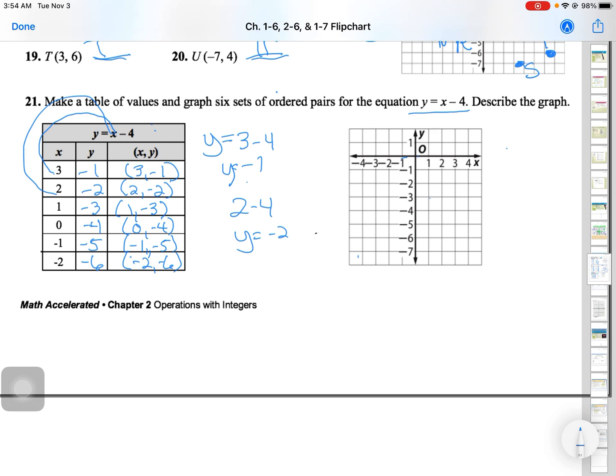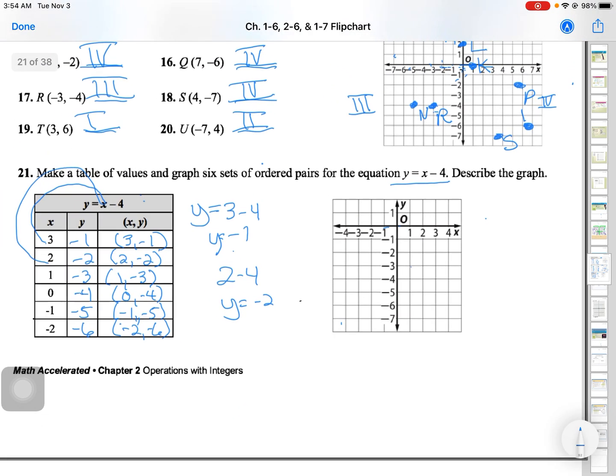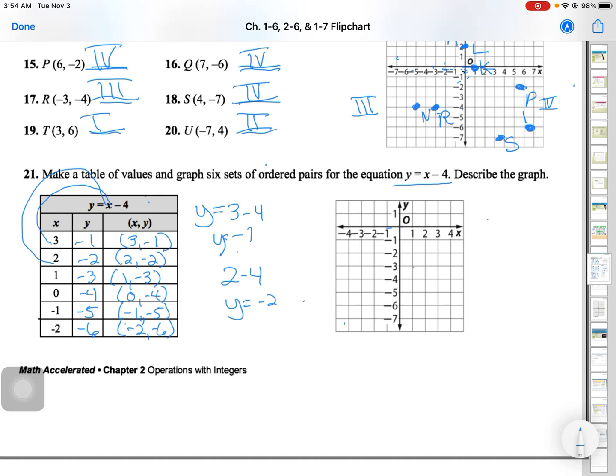I know a lot of kids wanted to challenge themselves. If you did it, that's great. If you did not, you'll be doing this soon. We'll come over here and graph my ordered pairs. So I have (3, -1), (2, -2), (1, -3), (0, -4). Then (-1, -5) and (-2, -6).